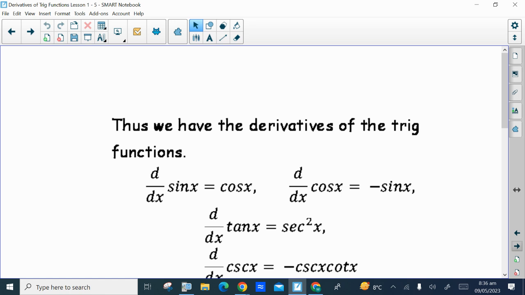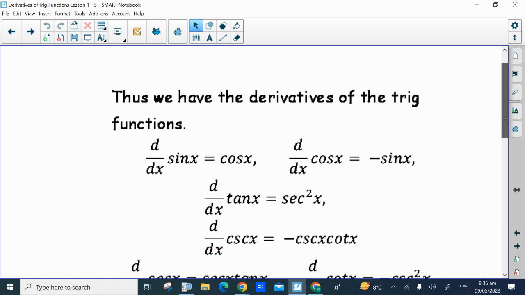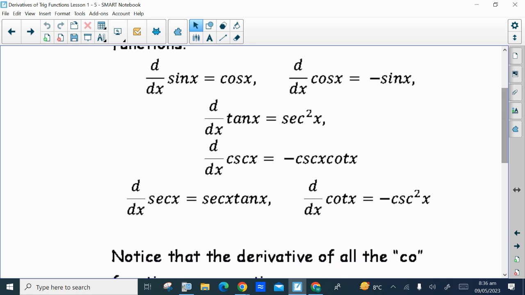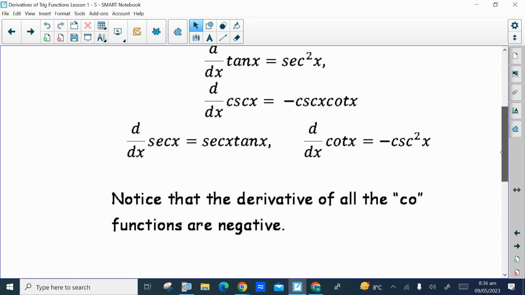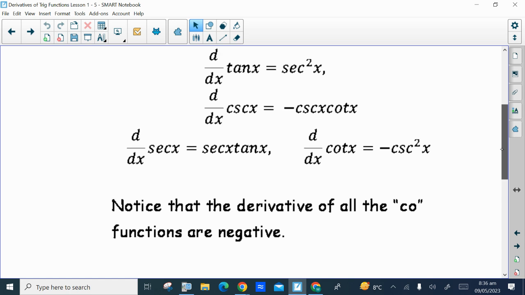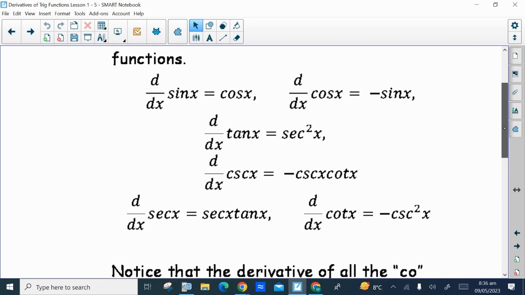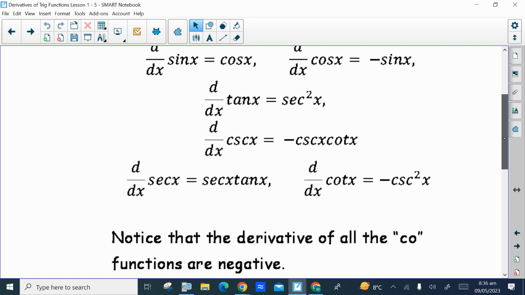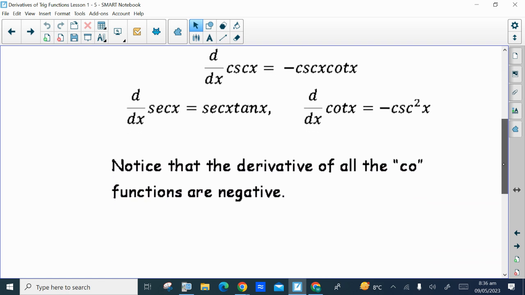And we have the other derivatives, which we could find in exactly the same way, but there's a list of the rest of them. We've done derivative of sine, derivative of cosine, tangent, and cosecant. We'll just state the derivative of the last two. The derivative of secant is secant tan, and the derivative of cotan is negative cosec squared. So notice that the derivative of all the co-functions are negative. The derivative of cosine is negative, the derivative of cosecant is negative, and the derivative of cotan is also negative.